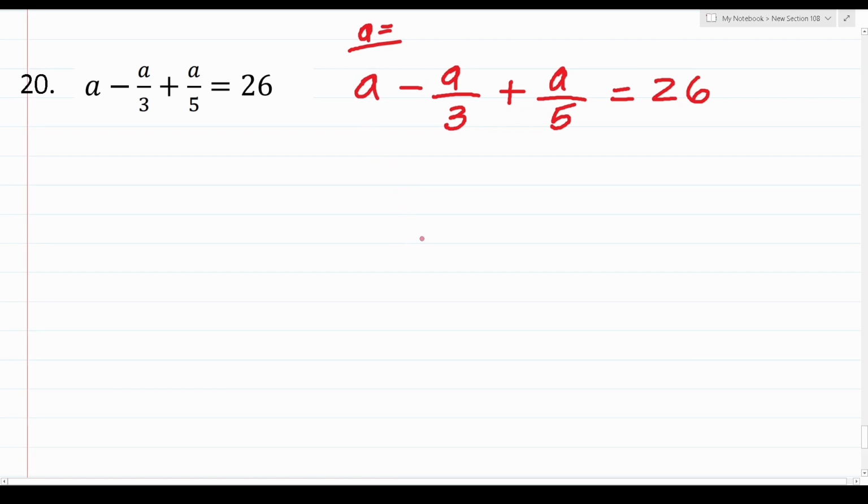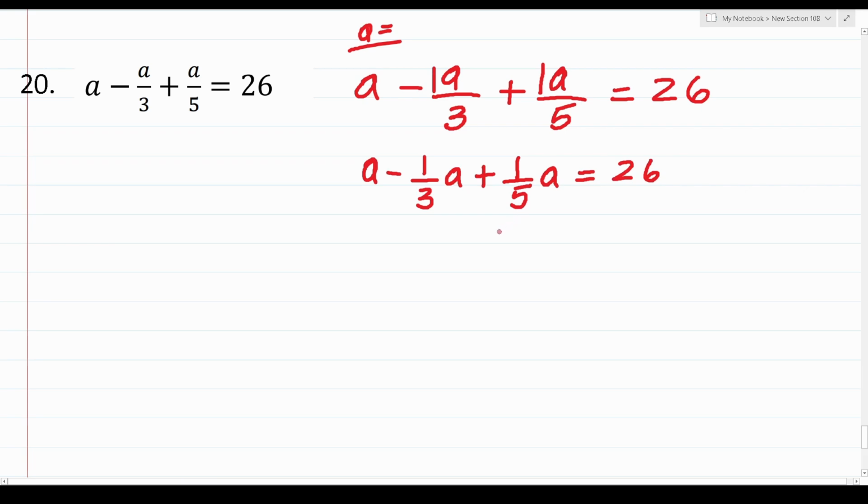So let's go ahead and work on applying our principles that we know about algebra and fractions to set this one up correctly. Again, if it's helpful, you can write those ones in front of our a's here. And that's going to enable us to rewrite this one like this. a minus 1 over 3 a plus 1 over 5 a equals 26. Okay? Now, 1 over 3 a and 1 over 5 a are like terms, so we can combine them.